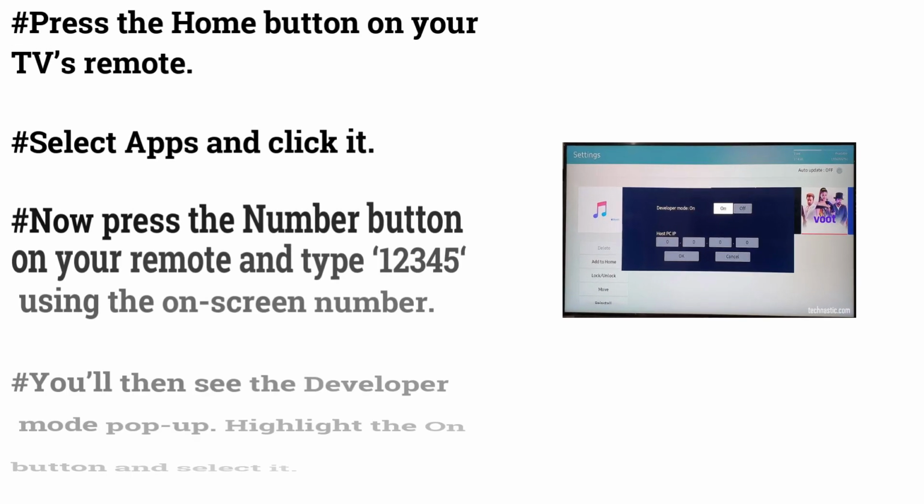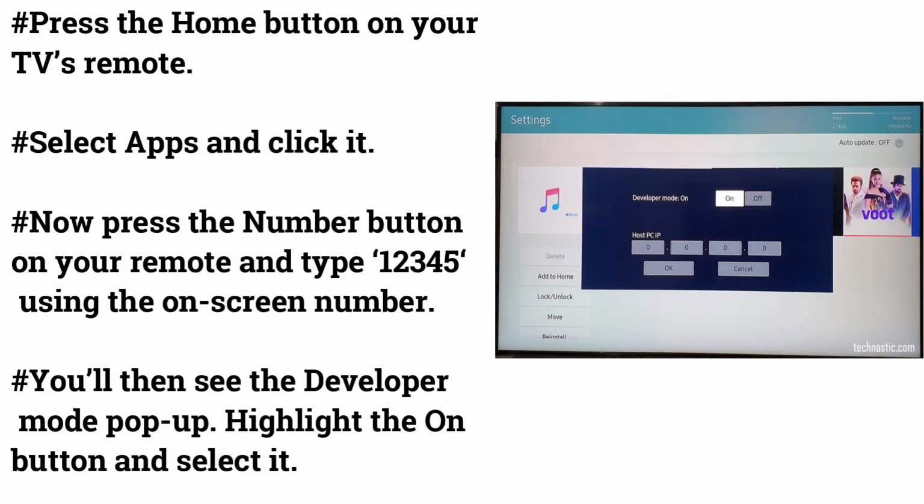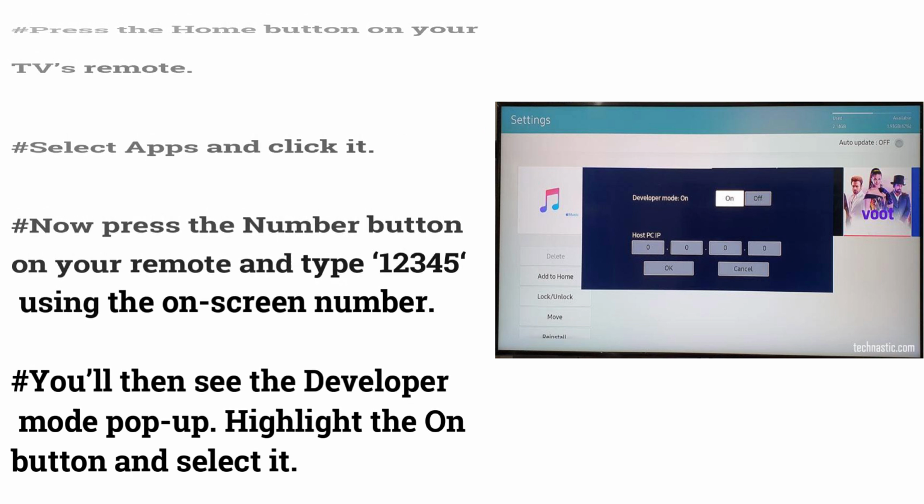Press the home button on your TV's remote. Select Apps and click it. Now press the number button on your remote and type 12345 using the on-screen numbers. You'll then see the Developer Mode pop up.